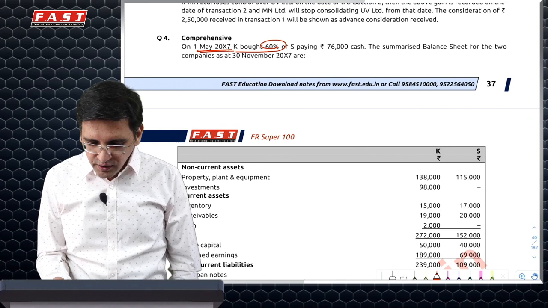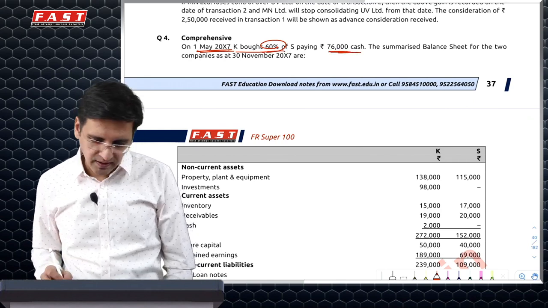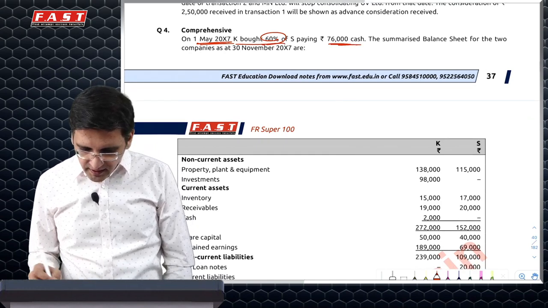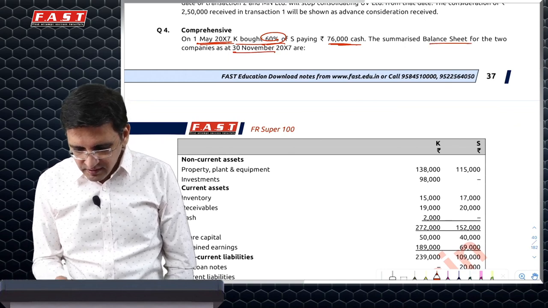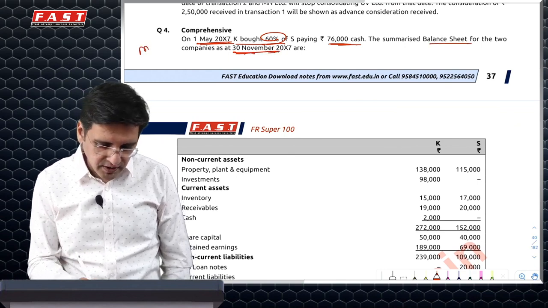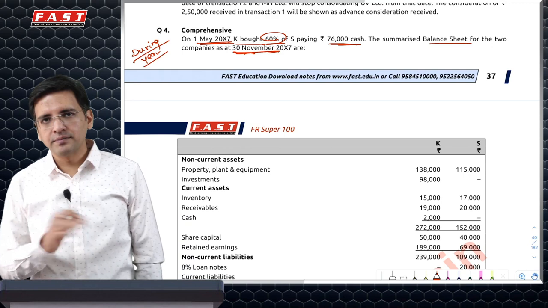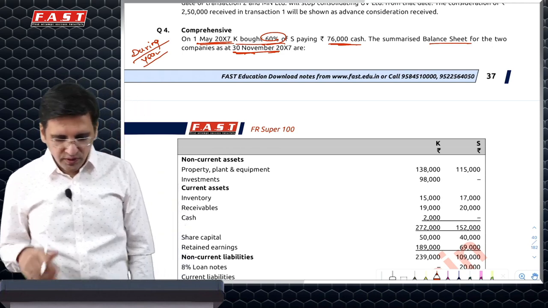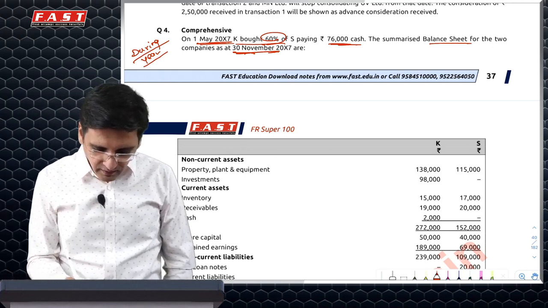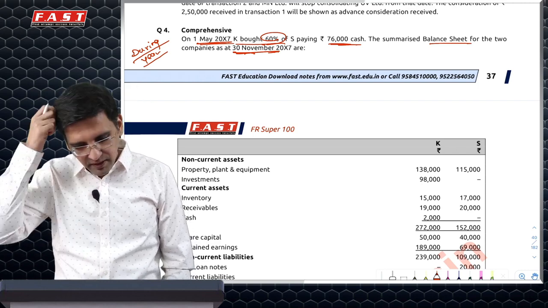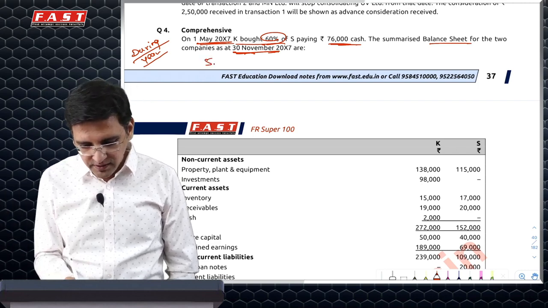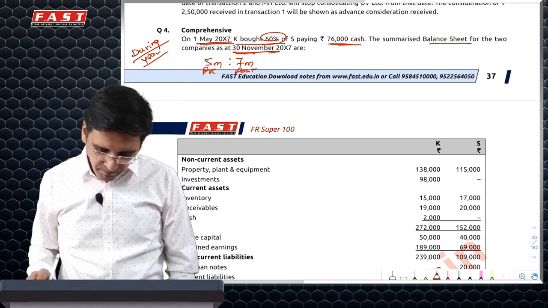So on 1st May, you bought 60% by paying 76,000 cash. And it says that the balance sheet is on 30th November. So first, the acquisition has happened during the year and not at the beginning of the year. So you'll have to split the current year profits between pre and post. So that one adjustment is there. 1st May to 30th November, it'll be 5 months to 7 months, pre-post. This is one adjustment.